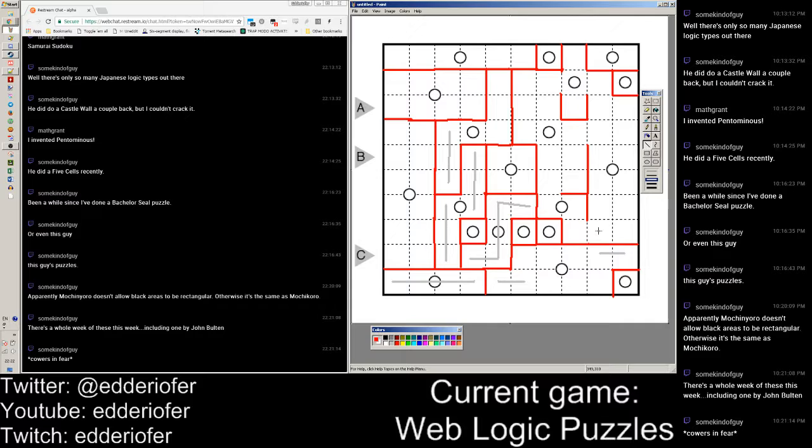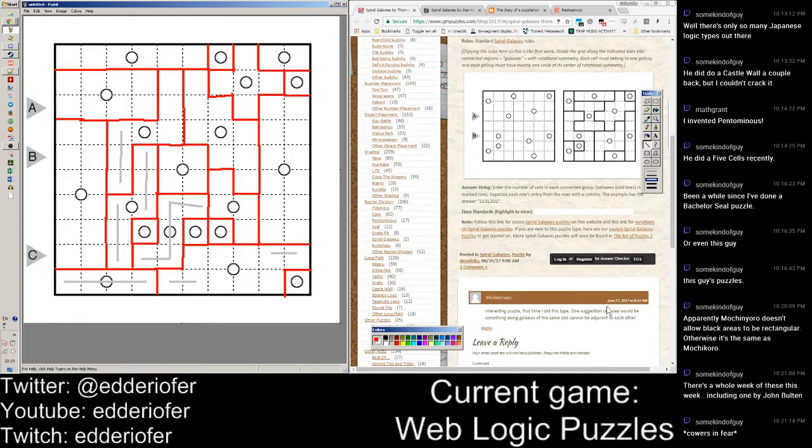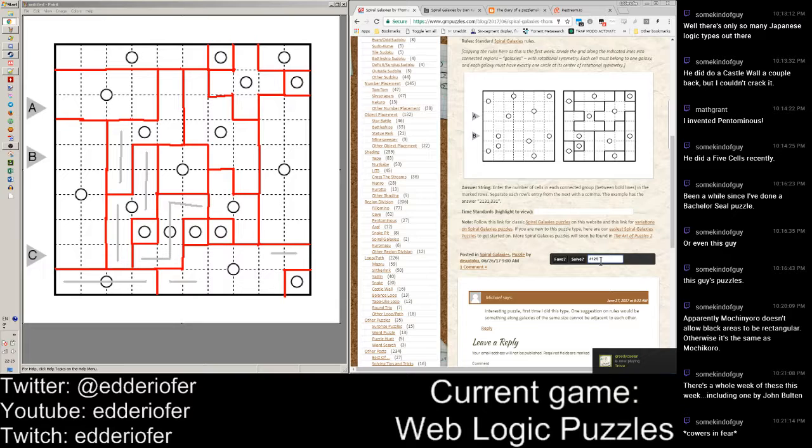This one maps to here, that one to here. There we go, that's that one solved. Number of cells in each connected group between bold lines. Okay, so we have 4 1 2 1 2, 2 1 1 2 2 2, 2 1 2 5.